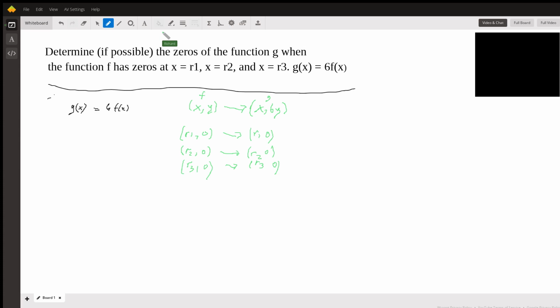Let's look at it graphically, which often is a good way to do things. But we can look at it algebraically as well. You just have to understand how to go from a point that lies on f to a point that lies on g using the same x value. Because the x hasn't changed, just the y.